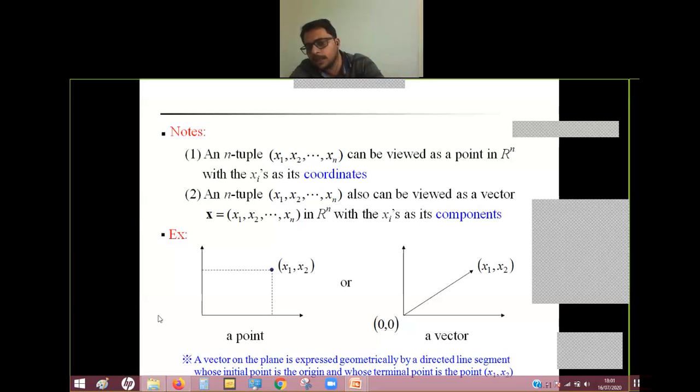But in this case, to represent a vector, what do we need? We need only magnitude and direction. Using two coordinates or two components, again we can represent a vector. Two components are sufficient to represent a vector, that is, its direction and its magnitude.